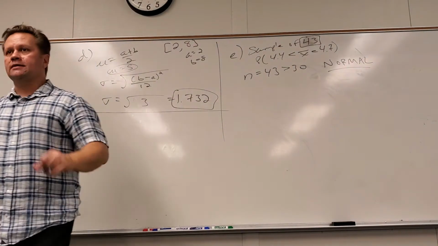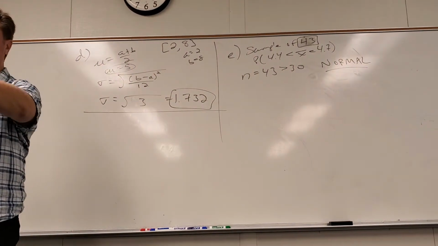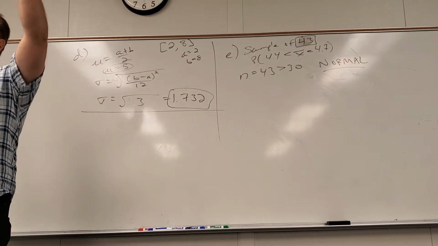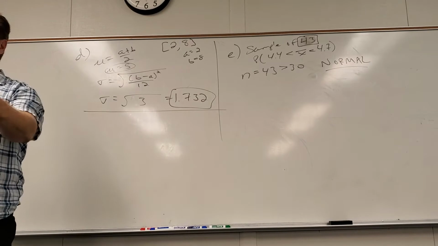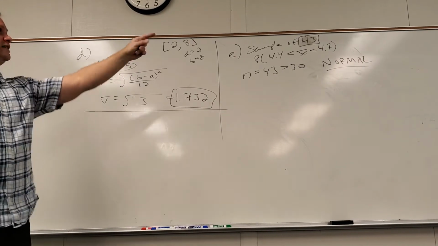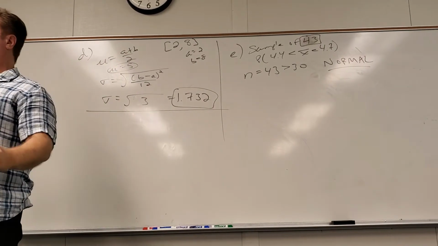I want you to realize that's exactly like that colorful sheet. Remember I had it started off as a uniform curve, the numbers out of a hat, and then once I took just a sample of 2, it was already looking really normal. So if I take 43, it's really going to look normal.